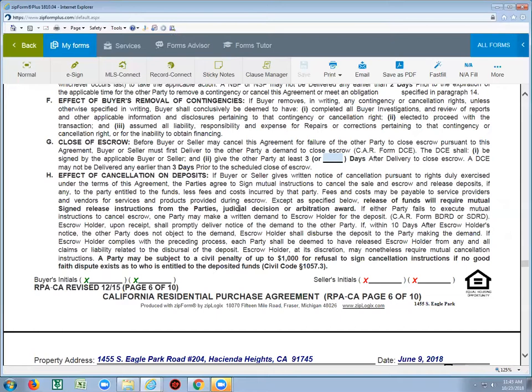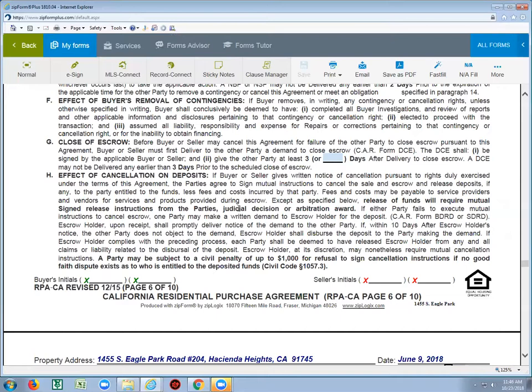3. Assume all liability, responsibility, and expense for repair and correction pertaining to that contingency or cancellation right, or for the ineligibility to obtain the financing. So that means you have to agree whether the seller gives you the repair or the credit or anything. Or if the seller doesn't send you a response to the request for repair, that means the buyer has to do all the repairs, or do without any repair. It's up to you, your choice.